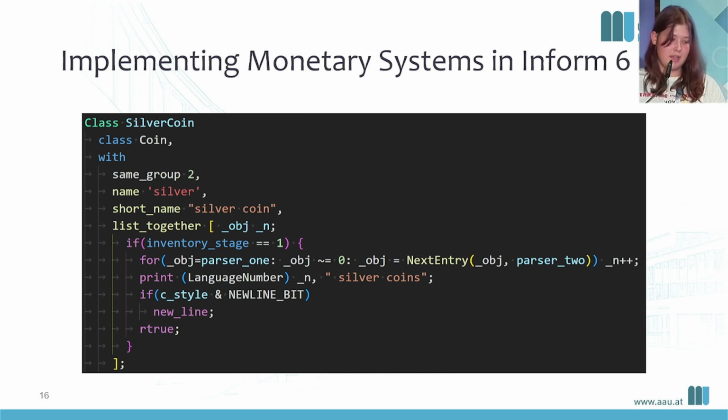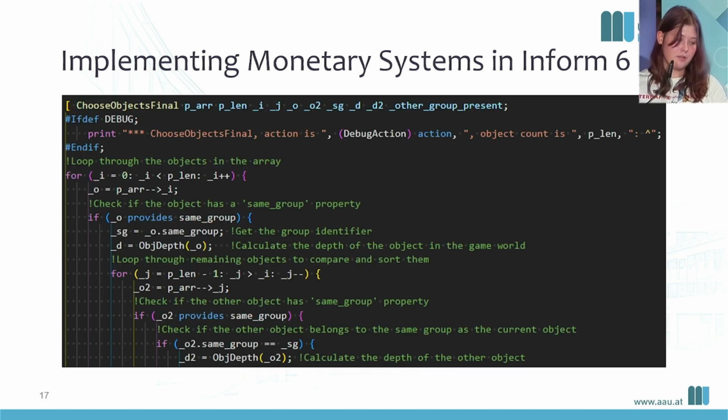Then we also make another class that extends the class coin. We'll call it silver coin. We'll give it a name that we can refer to, and also the short name that's displayed the second time you want to write it on the screen. Then we also just look if it's multiple coins or just one coin, basically. We also do the same for the golden coins, but I didn't make a screenshot of that.